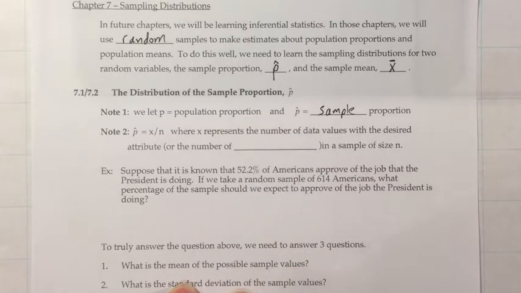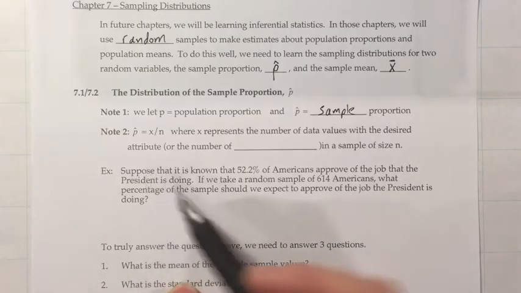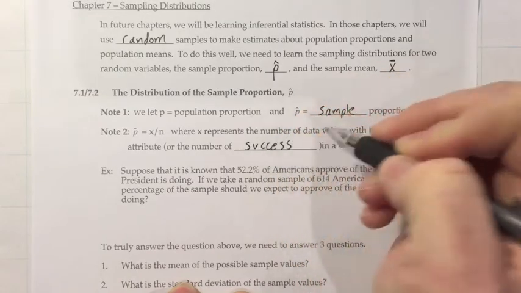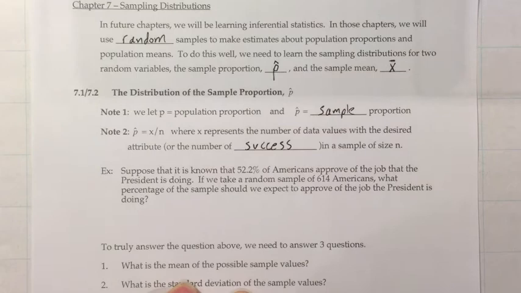And the second note is that when you're calculating a p hat, that's going to be x over n, where x represents the number of data values with the desired attribute. And when we talk about a data value having a desired attribute, we're really saying it's a success. So the x in the x over n is the number of successes, and n is our sample size. So we're going to be switching our focus from the number of successes, which we looked at a lot in 5.5, and start looking at the proportion of successes in this section and beyond.